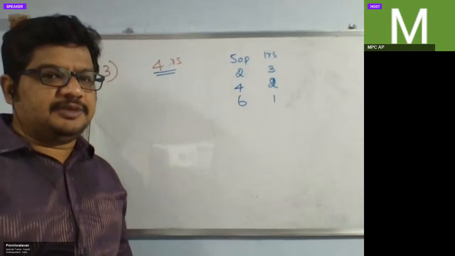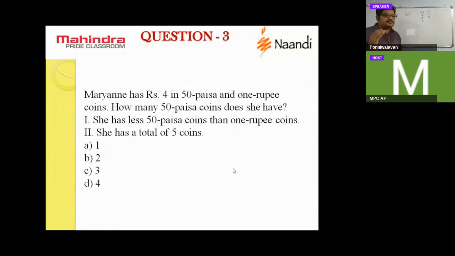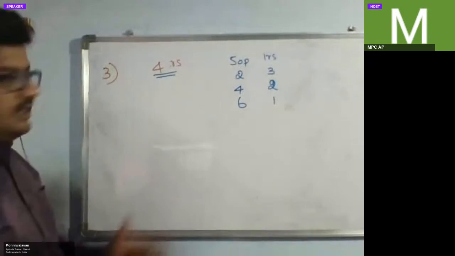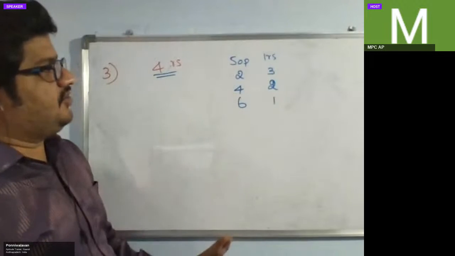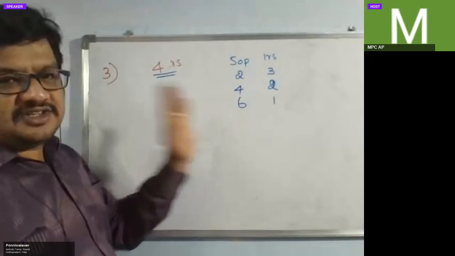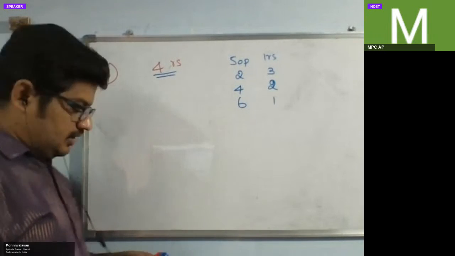3 different combinations are possible. From the question we got this: she had fewer 50 paise coins than 1 rupee coins. Out of these 3 combinations, in which combination is the number of 50 paise coins low? The first one.